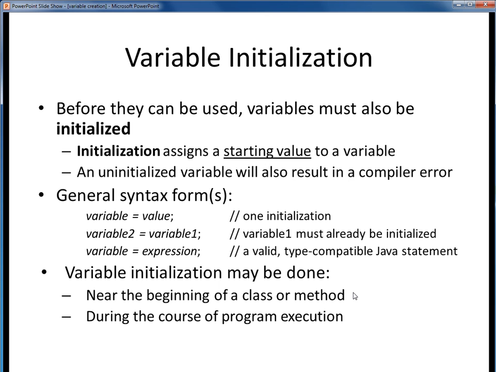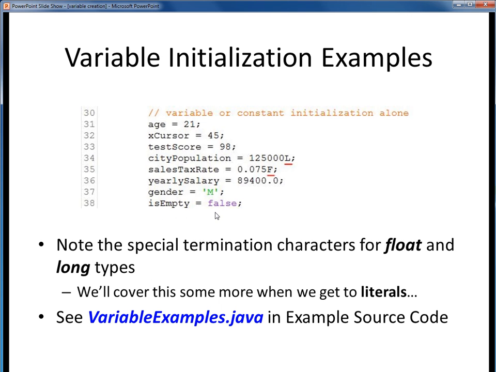If we already know the value of a variable, we can initialize it near the beginning of our program. Otherwise, if we don't know its value ahead of time, that variable will get initialized somewhere downstream during the program's execution. Let's take a look at some examples. Here are some more examples of some variable initializations, also taken from the same file as before if you'd like to take another look in JGrasp.